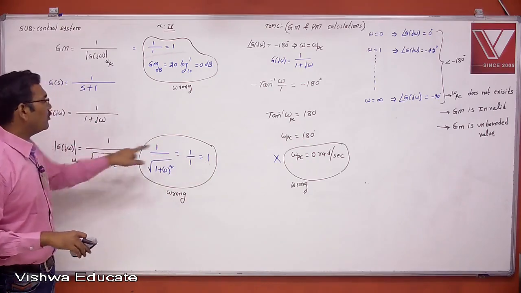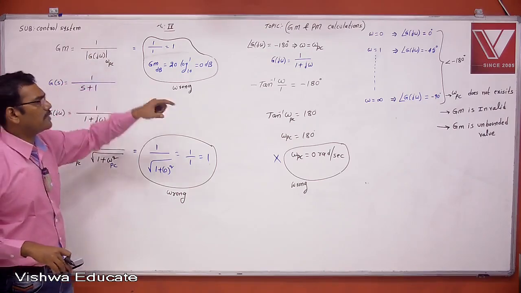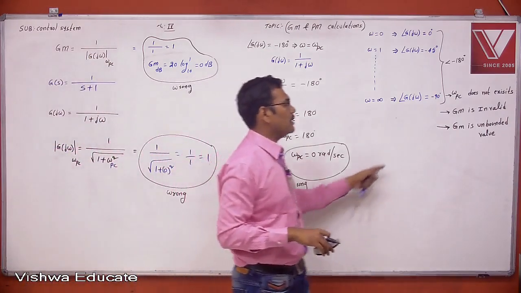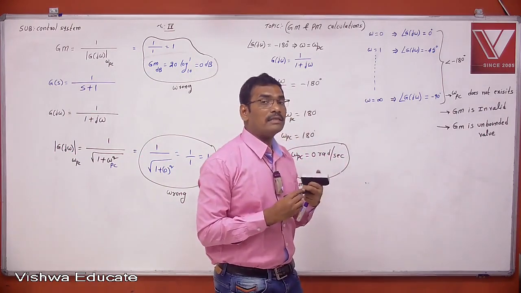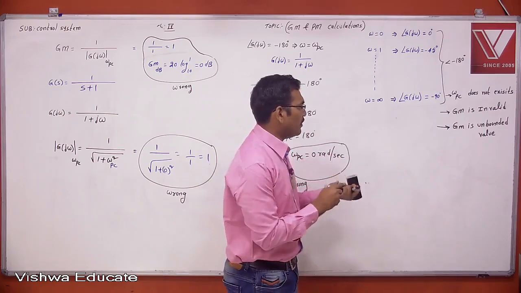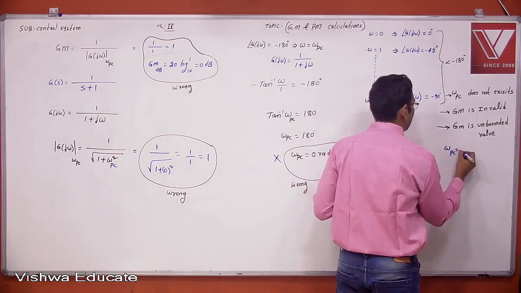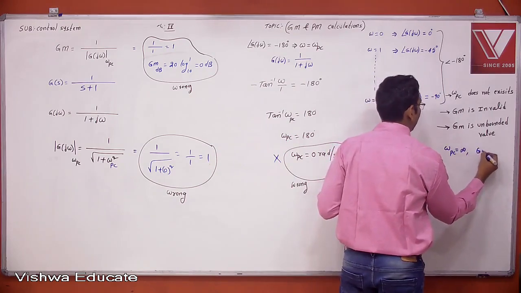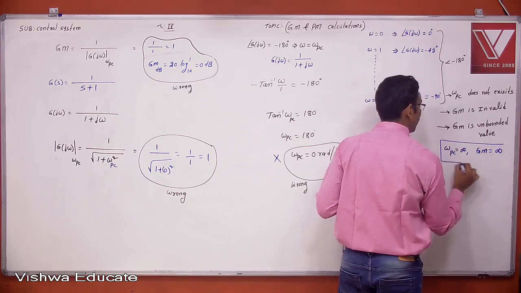Now the magnitude is 0, and the reciprocal of that is something by 0, which is equal to infinite. That's why this is called the gain margin is unbounded. Why are you saying that omega PC is infinite? Omega PC is infinite and gain margin is unbounded, infinite. Why do you have to consider this?